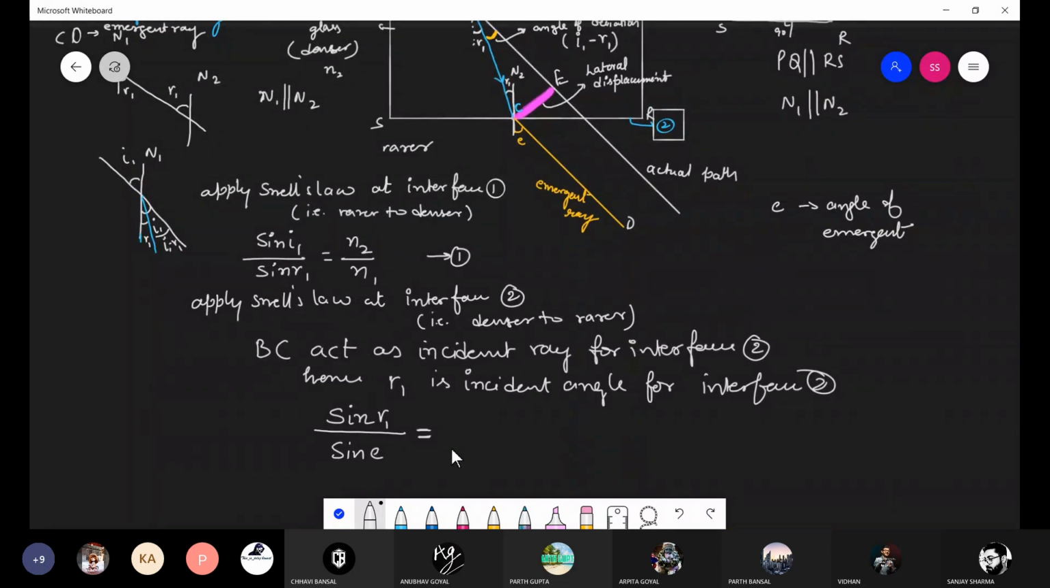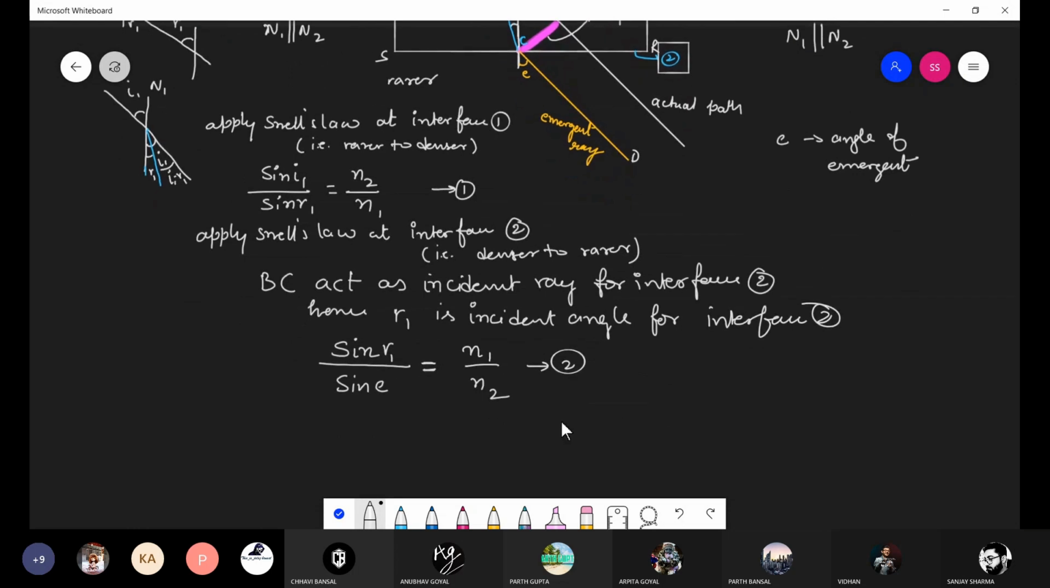For the second interface, do we write rarer to denser or denser to rarer? Denser to rarer. So what is the relation of refractive index? N1 upon N2. Very good. This is equation number 2.